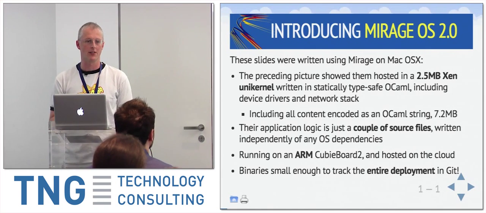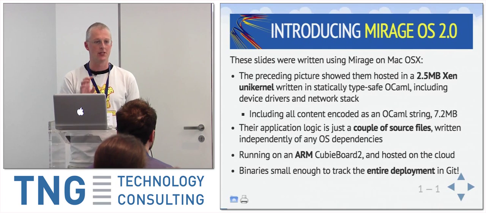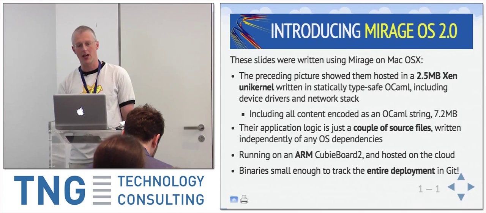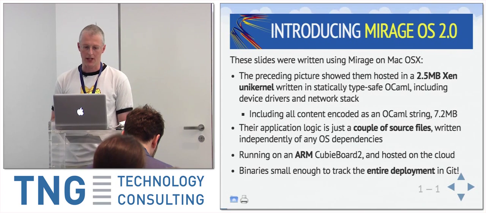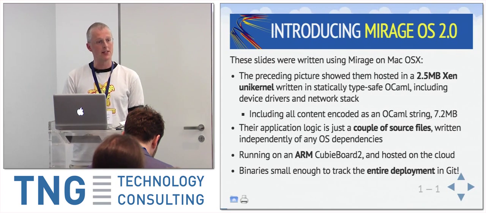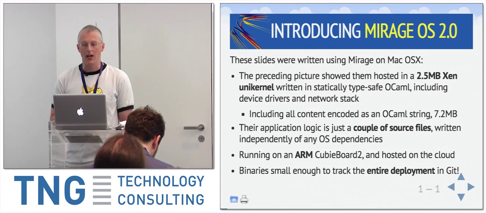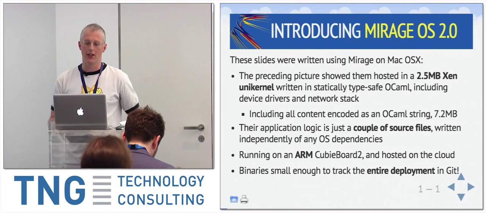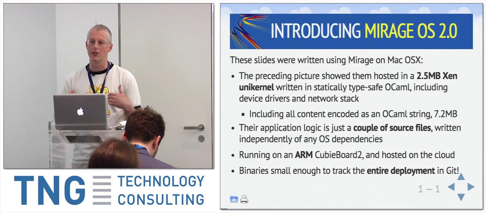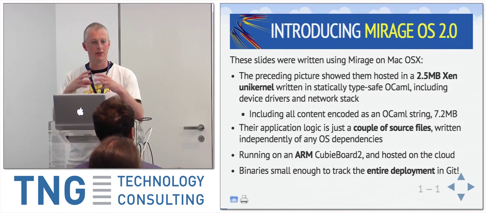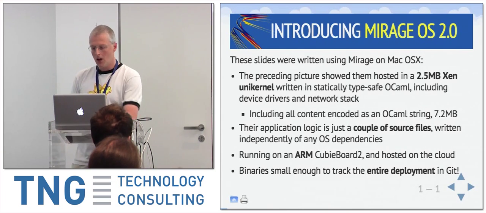Right. So a 2.5 meg Xen unikernel, which does not contain any Linux. There's no separate operating system there. This is the application booted directly on Xen, written in statically type-safe OCaml, including all the device drivers and the network stack that's necessary. When you include all the content of the slides encoded in an OCaml string, it's about 7 megs. The application logic is then just a couple of source files, and everything else is filled in during the compile and link process to provide all the necessary underlying technology that the application expects to sit above.